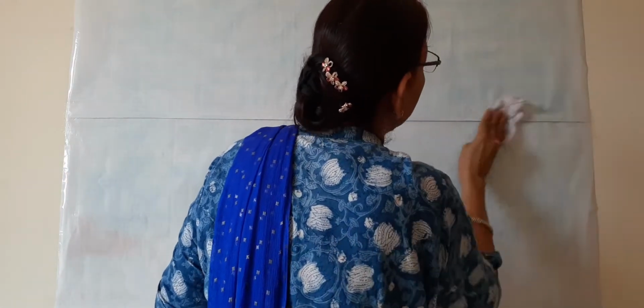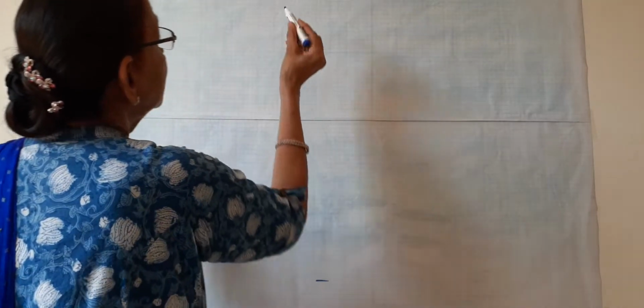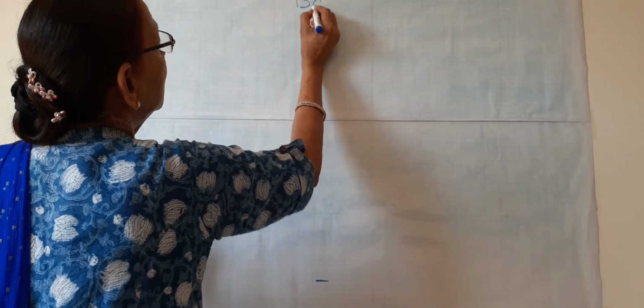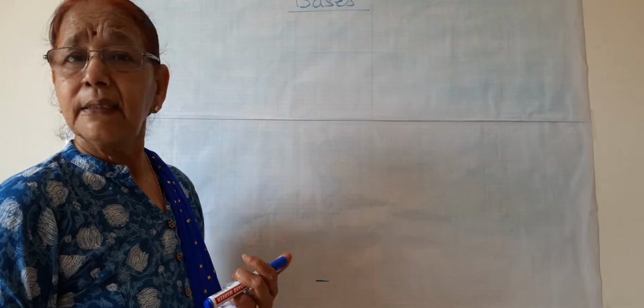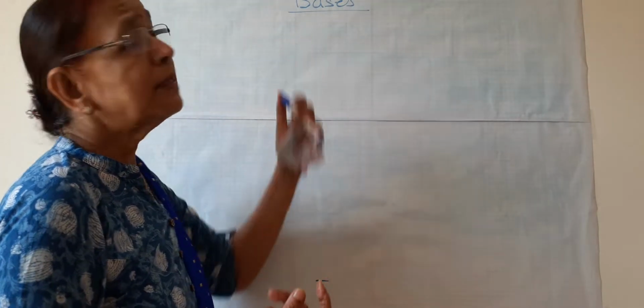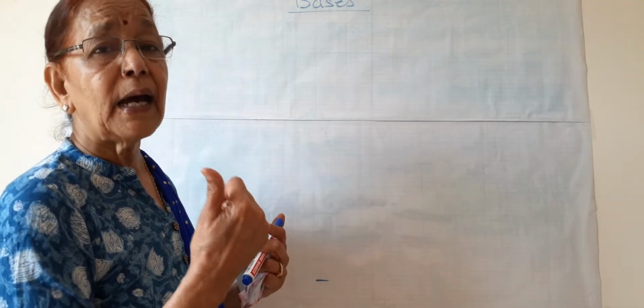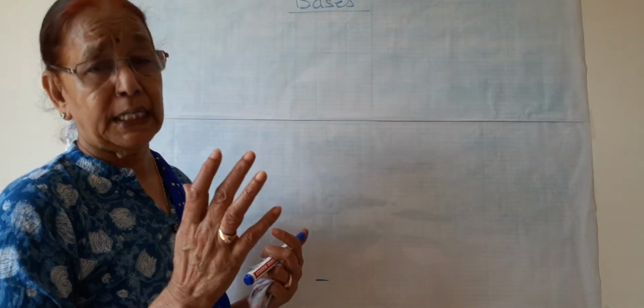Bases, we have to learn all the three: acids, bases and salts. The next in series are bases. All of you know bases are different from acids. Acids are sour in taste, they are corrosive. Bases are bitter in taste and they are soapy to touch.